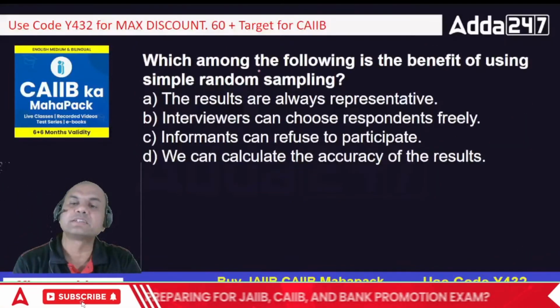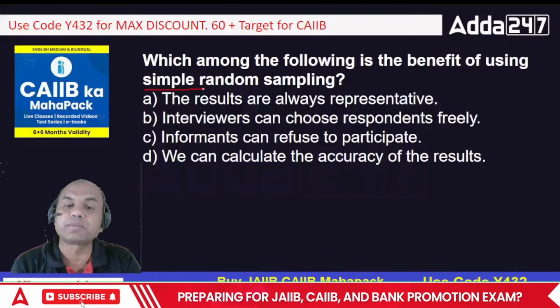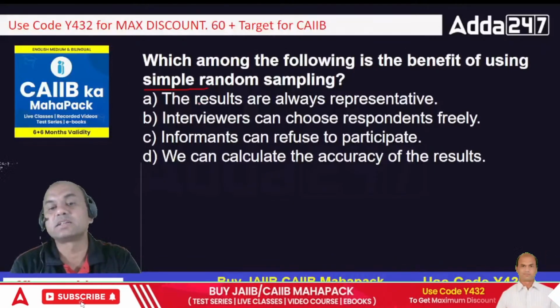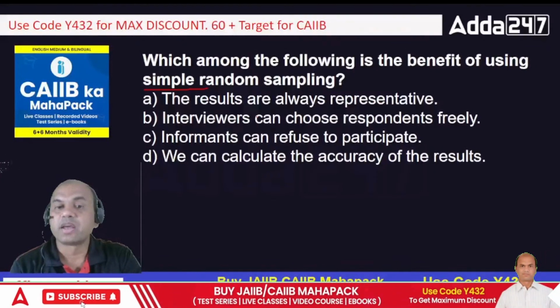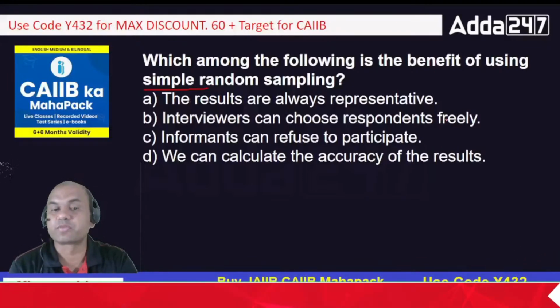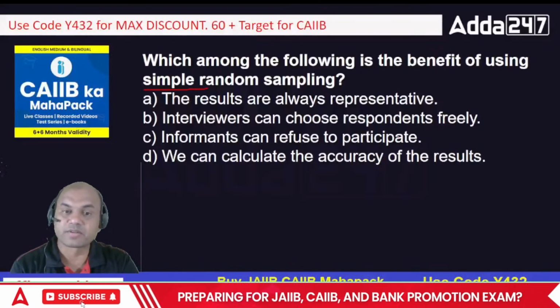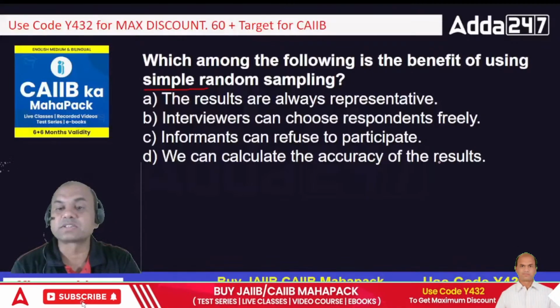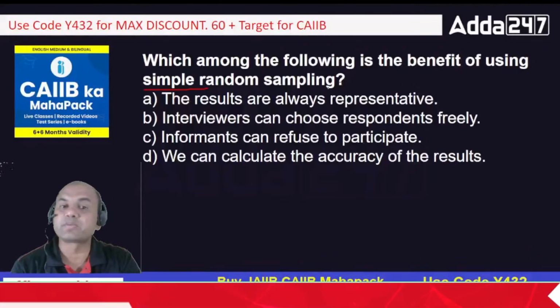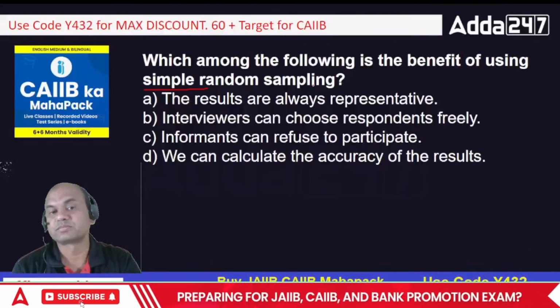Which among the following is the benefit of using simple random sampling? The results are always representative. Interviewers can choose the respondents freely. Informants can refuse to participate. We can calculate the accuracy of the results. So what is the answer for this? Benefit of using simple random.